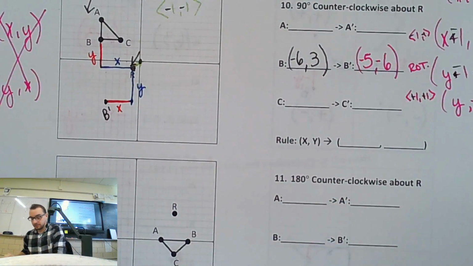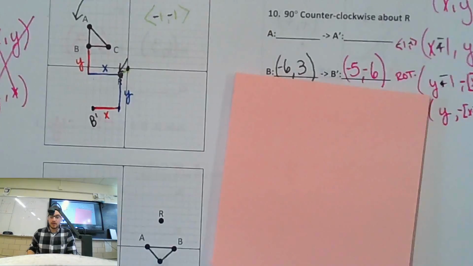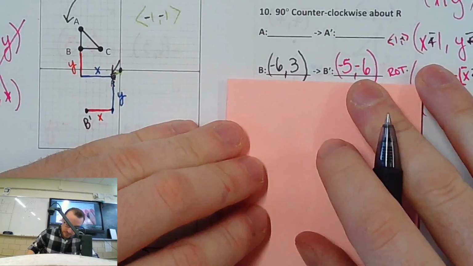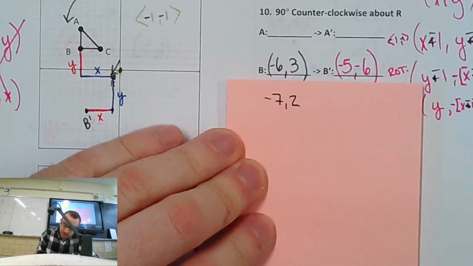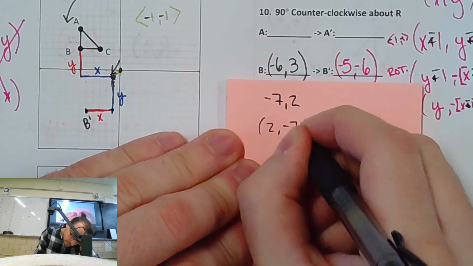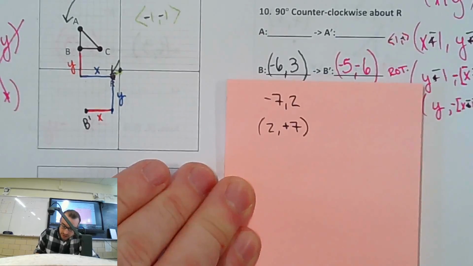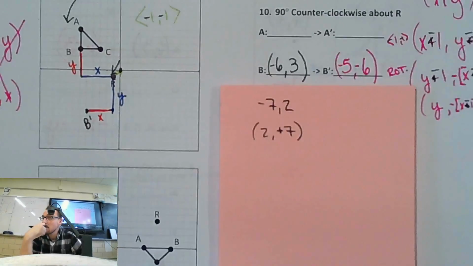Let's check our work. We start out with negative 6, 3. We're going to move the origin to here, so we're applying the vector negative 1, negative 1. So we get negative 7, positive 2. Then we change them. And then we negate 1, 2, 7. Then what are we supposed to do?